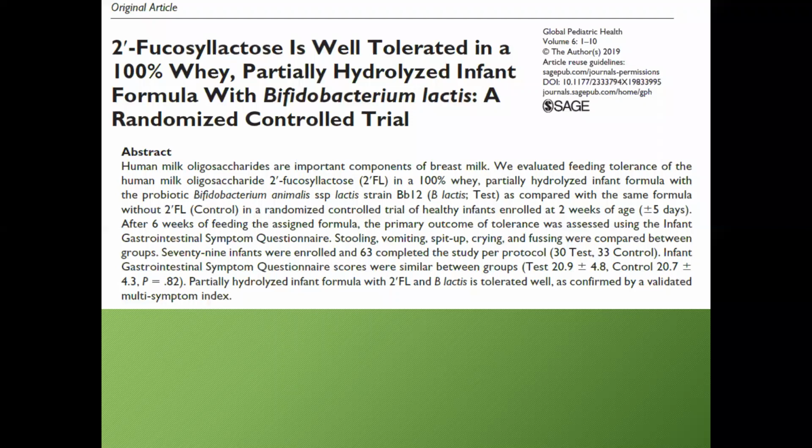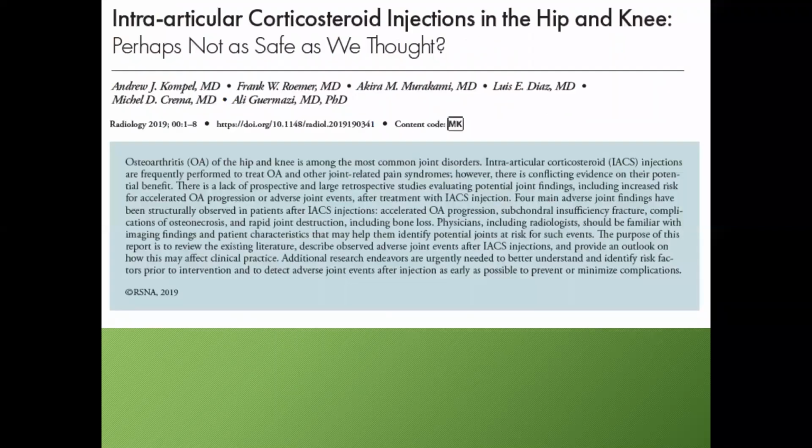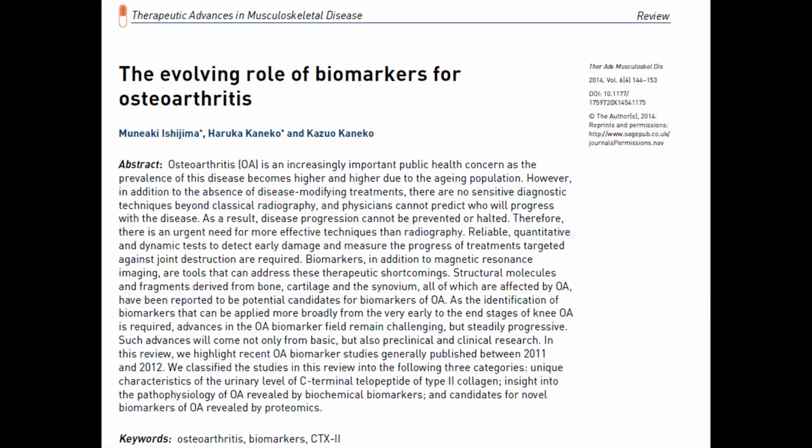Again, this is a review article which is published in Glycobiology, and you can see that this is also an unstructured abstract. Again, surprisingly, for an original research article, sometimes the journal demands not a structured but an unstructured abstract. For this particular article, titled Intra-Articular Corticosteroid Injections in the Hip and Knee Joint, perhaps not as safe as we thought, you can see this is an unstructured abstract. So whatever instruction you are given by your institute, your department, or by the journal, you have to follow them. Again, another example of an unstructured abstract.